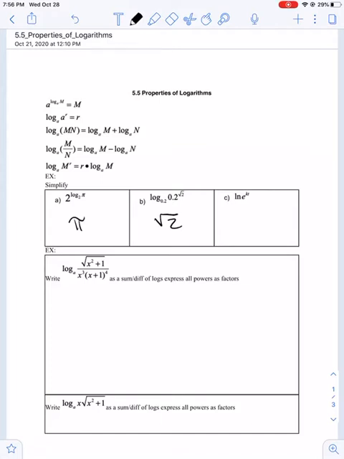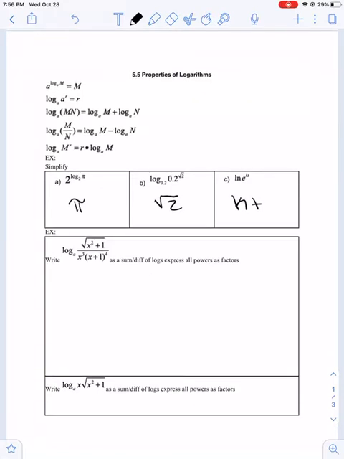Looking at this next example, it's not in our list above, but I know that natural log and e are inverses of each other, so they cancel each other out. So that means we're just left with kt.